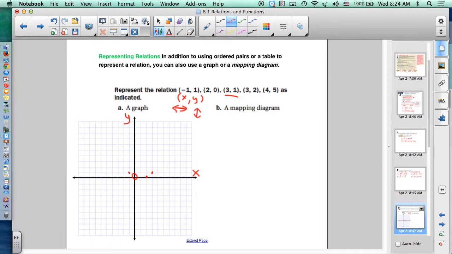For the next point, 3, 2, we're going to go to the right 3 and up 2 this time instead of 1. And for the last point in this relation, 4, 5, we're going to go to the right 4 and we're going to go up 5. And that's going to leave us a point right there.